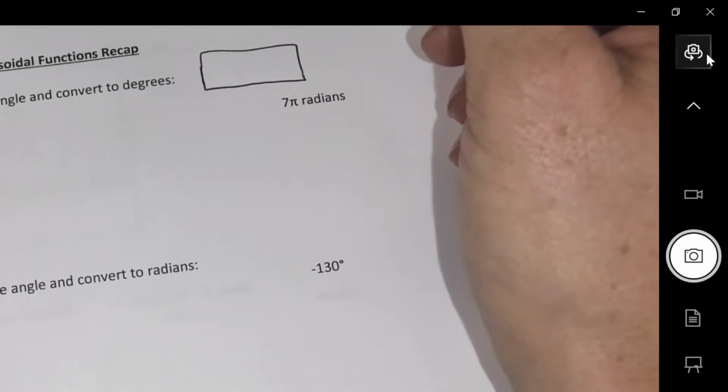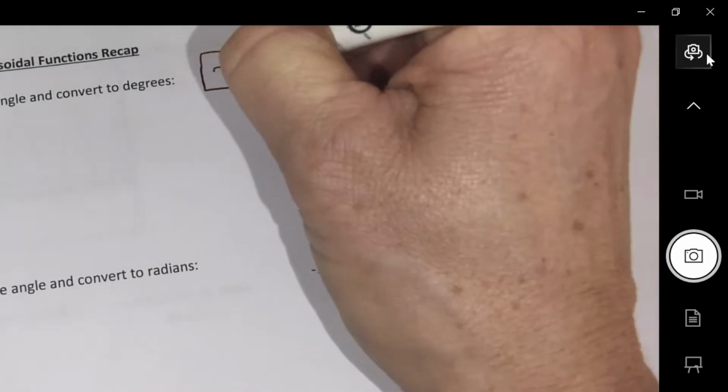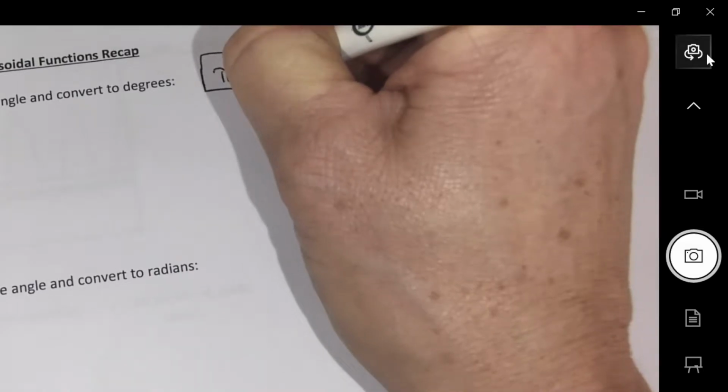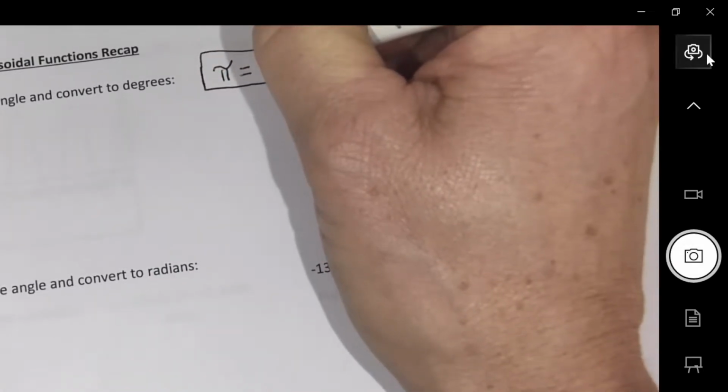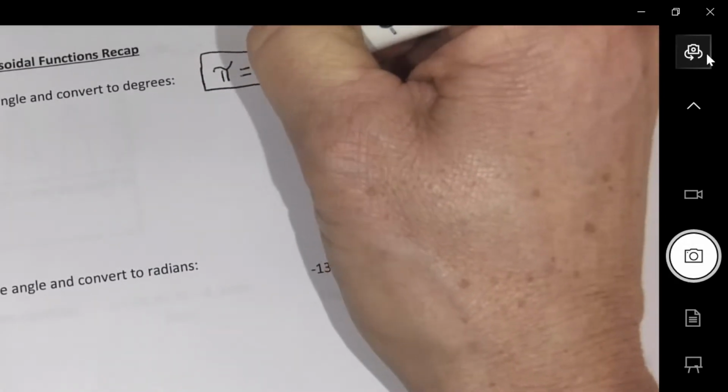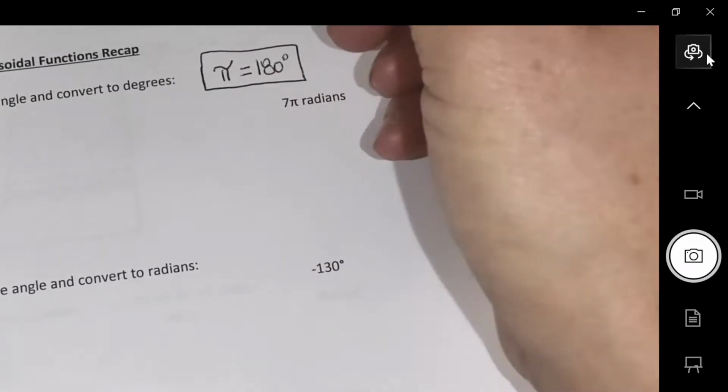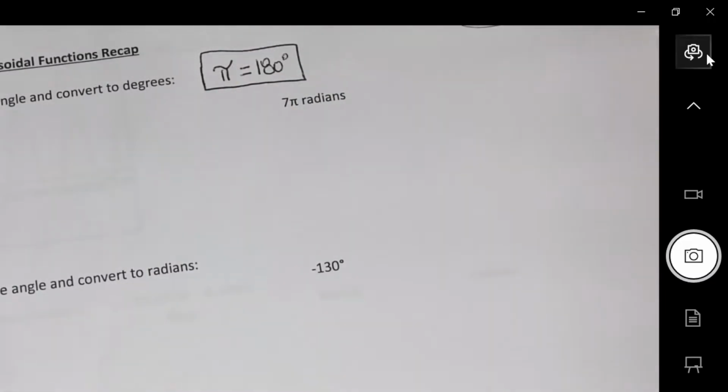What do you know about radians and degrees? Remember the big one? Pi is how much in degrees? 180. Okay, 2 pi is a full circle, so 1 pi is 180 degrees. Is that good?